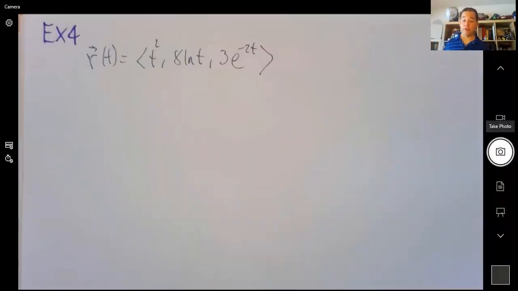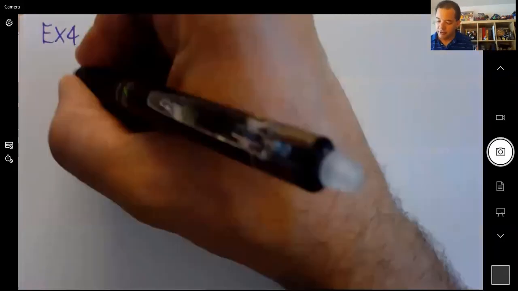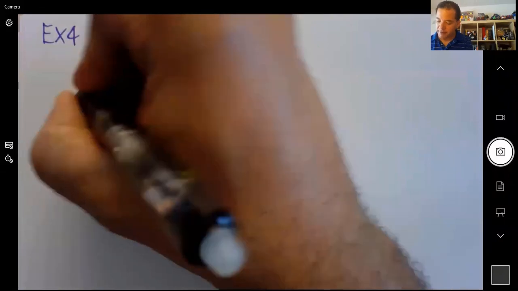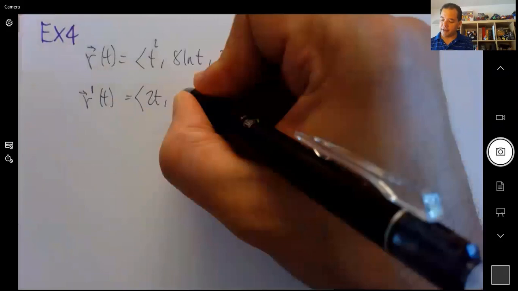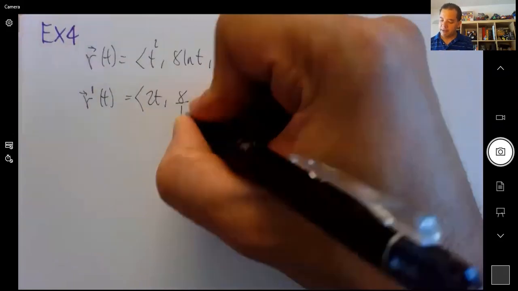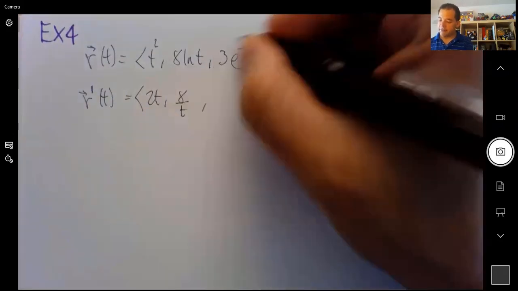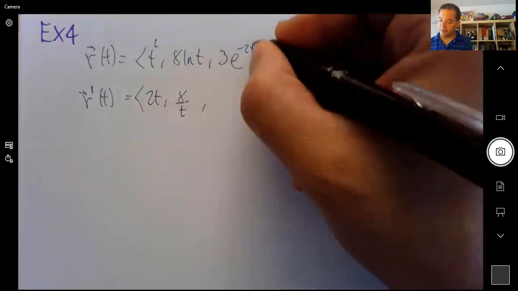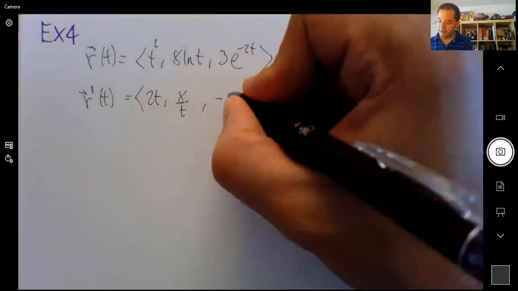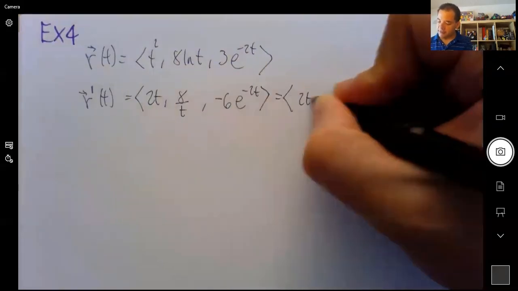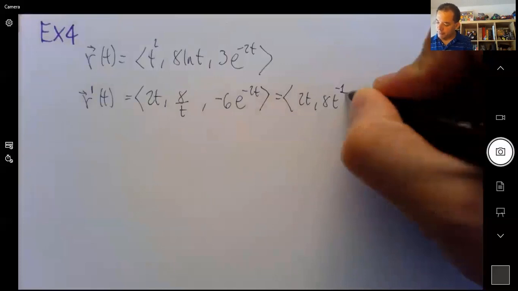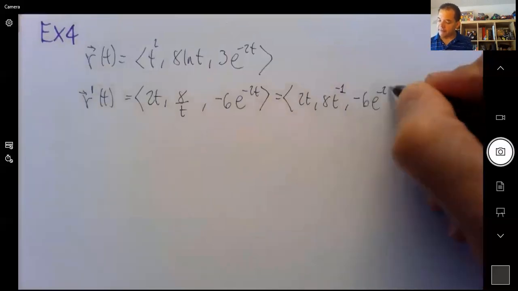So there's no shortcuts here. To do the second or the third derivative, you first need to do the first derivative, all right? So here we go, r prime. What is r prime? The derivative of t squared, that's 2t. The derivative of 8 ln t, that's 8 over t. The derivative of 3e to the negative 2t: the negative 2 comes down, so it will be negative 6e to the negative 2t. And I'm going to write this as 8t to the negative 1 for the purposes of doing the derivative again, right?